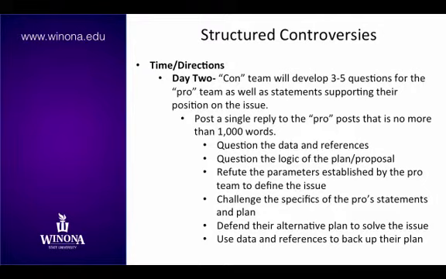They will question the logic of the pro team's plan or proposal. They'll refute the parameters that were established by the pro team, and they will challenge that pro team and its plan. Then the con team, within this 1,000 words, will defend their alternative plan to solve the issue, again using data, references, and research to back up their plan.